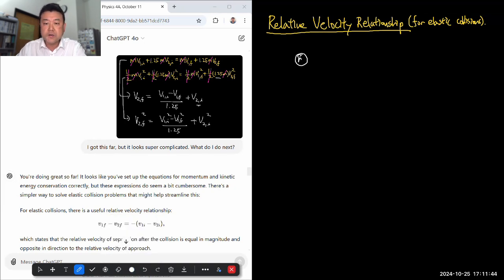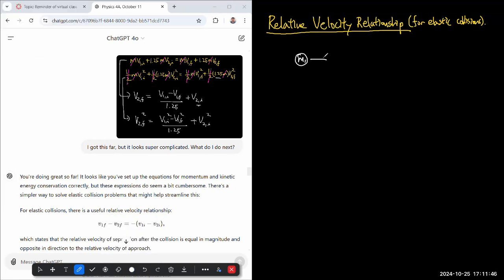You imagine having a mass m1 coming in with some initial speed v1 and striking m2, which has some initial velocity v2. And I've drawn everything to the right, but these could be going to the left, then you would just let the velocity be negative. So this is the before picture.